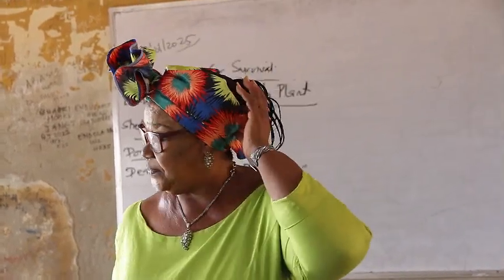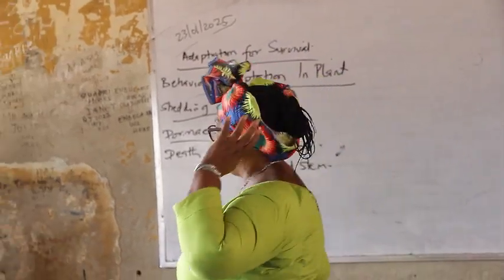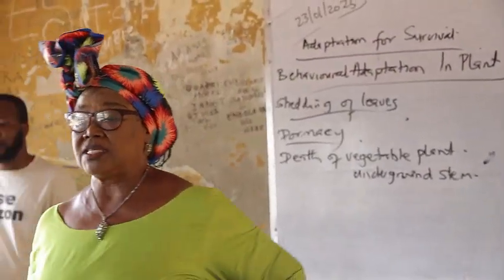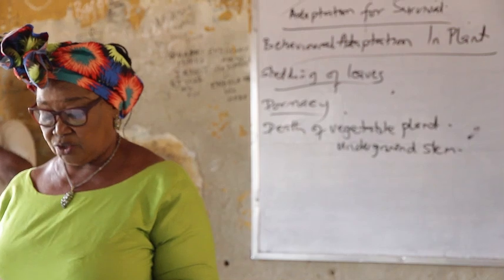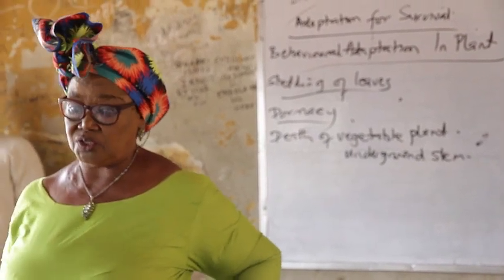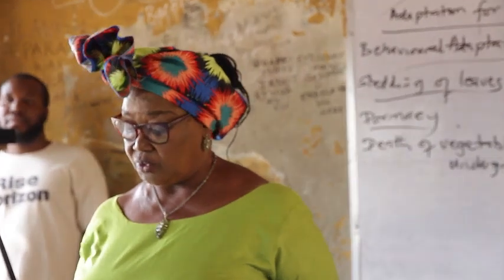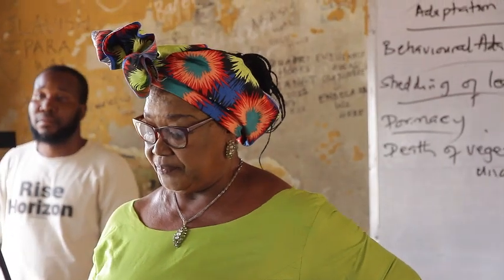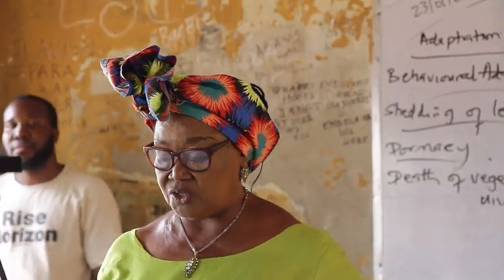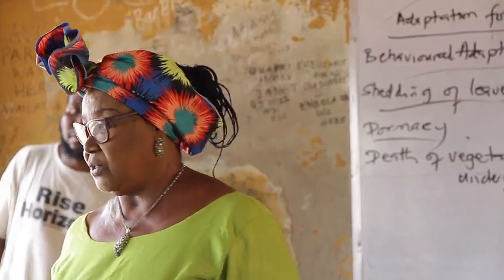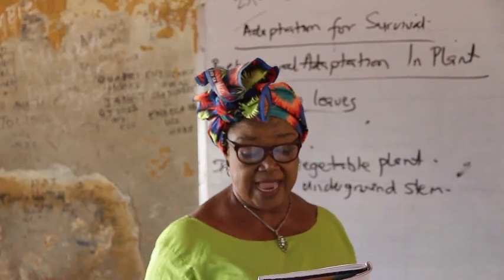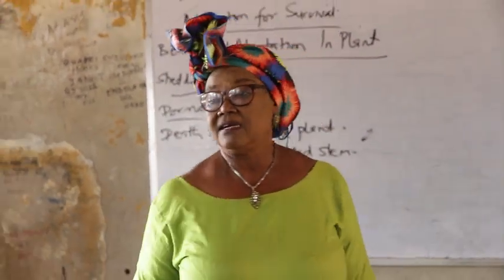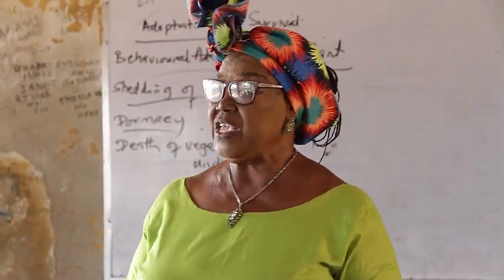Another one is phototropic movements of plants. We came across that under which topic in your SS2? Irritability. Phototropic movement of plant shoots. This is a situation where the shoot of a plant moves in response to light, which is needed for the manufacturing of its food.